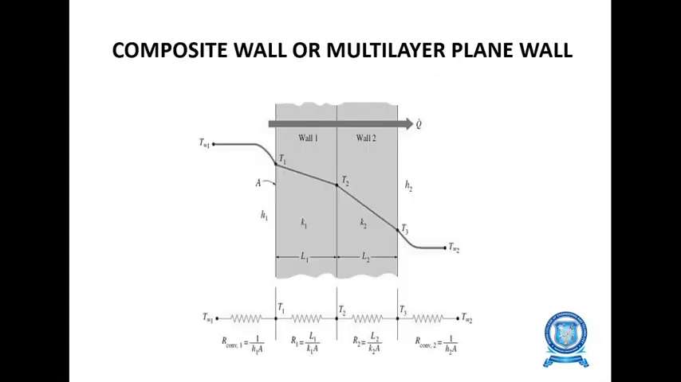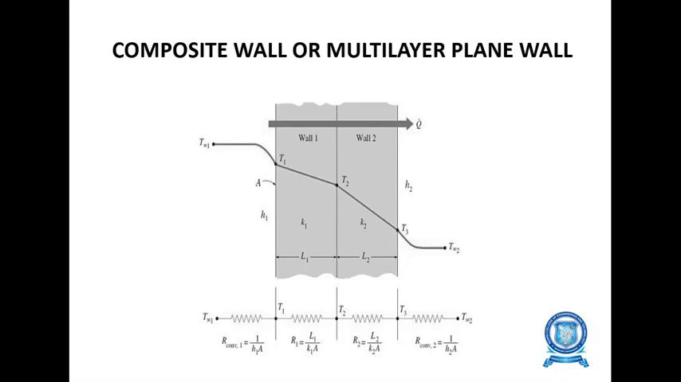Here we are discussing the composite wall or multi-layer plane wall. As the name represents, it should have more than one wall. If the wall is composed of two or more materials of different thermal conductivities arranged in series or in parallel, such a system is said to be a composite wall, a composite system, or a multi-layer plane wall.